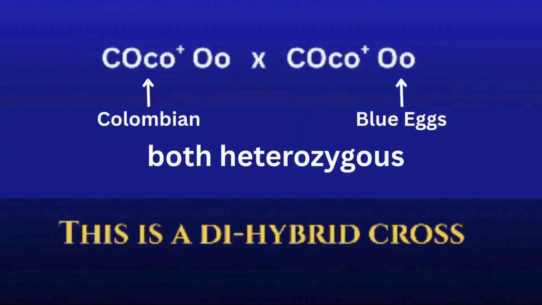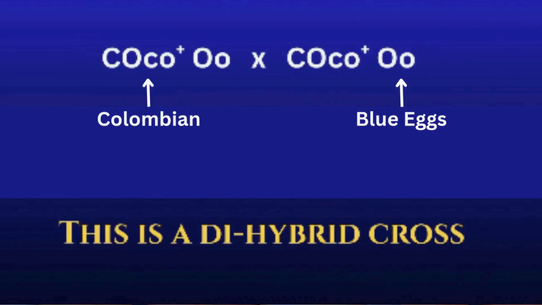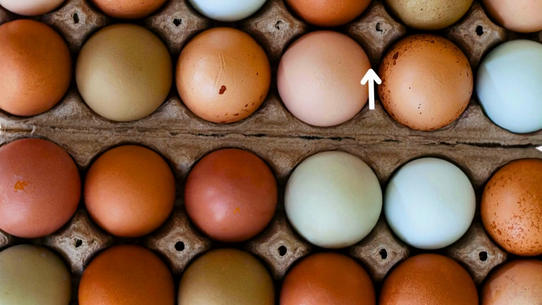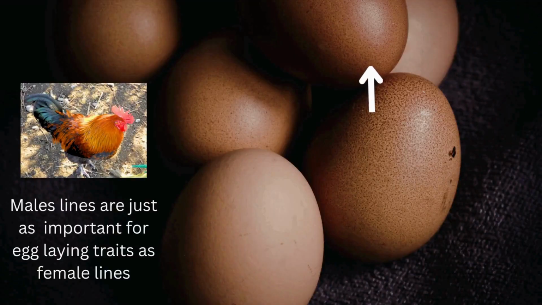Let's say that Mary has an unrelated cockerel and hens who are both heterozygous for Colombian, and they are also heterozygous for blue egg colour. Although hens lay eggs, the cockerels also have these genes and pass them on to their daughters and their sons too. It is worth noting here, if you decide to breed for egg characteristics, for example for dark brown eggs or large eggs for winter production, then the male line is as important as the female line.